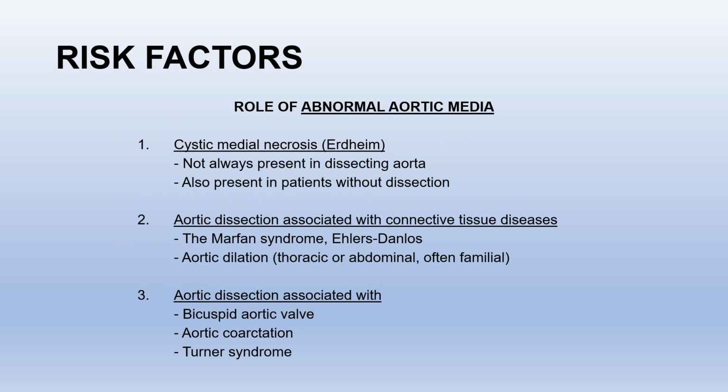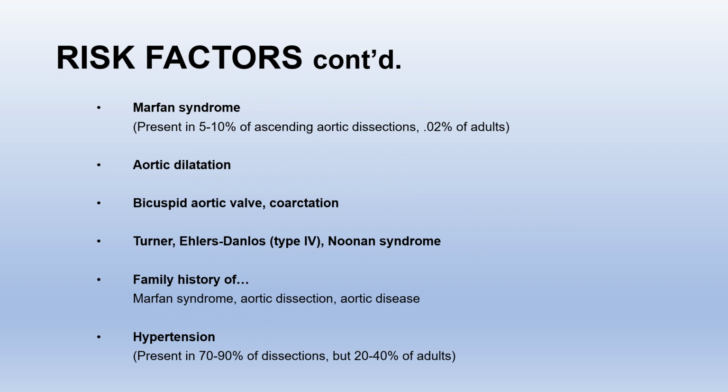Risk factors: the role of abnormal aortic media. Cystic medial necrosis is not always present in dissecting aorta, and is also present in patients without dissection. Aortic dissection is associated with connective tissue disease, Marfan syndrome, Ehlers-Danlos syndrome, and aortic dilatation, thoracic or abdominal, often familial. Aortic dissection is also associated with bicuspid aortic valve, aortic coarctation, and Turner syndrome.